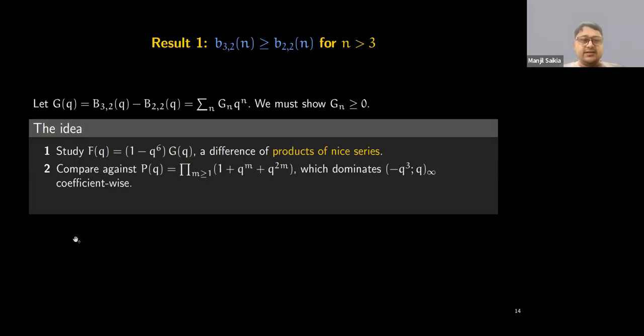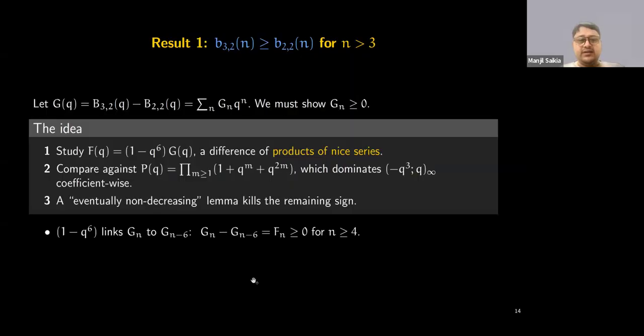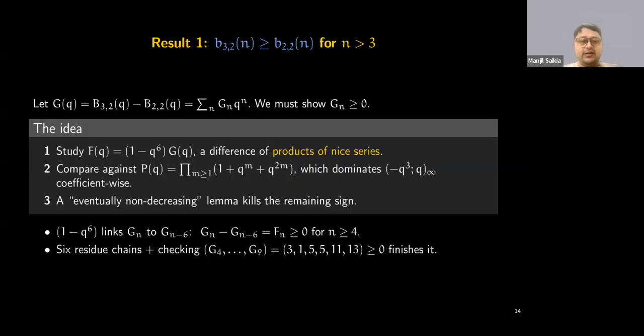Then the idea is that we want to compare this against another series which dominates it coefficient-wise. And we also need an eventually non-decreasing lemma, which kills the remaining signs that appear in this. So once we have the positivity of F(q), then one can just use induction to show that G(q) is also positive. It just boils down to checking 6 residue chains and then checking the initial values G4, G5, and so on up to G9.